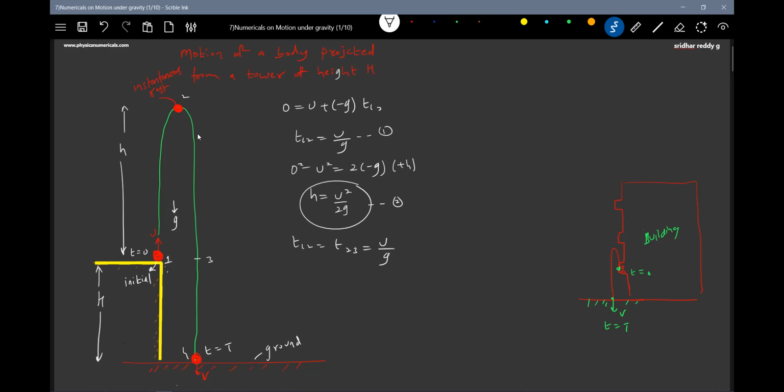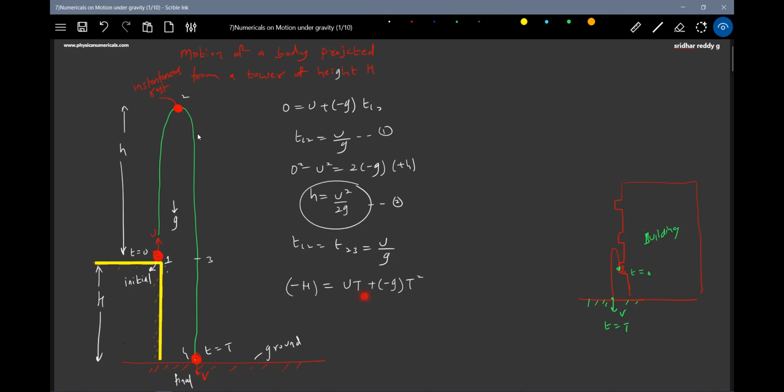This is the final, no? Look at the displacement. How is the displacement? The displacement is equal to h minus h. So therefore the convention, then ut plus minus gt square.